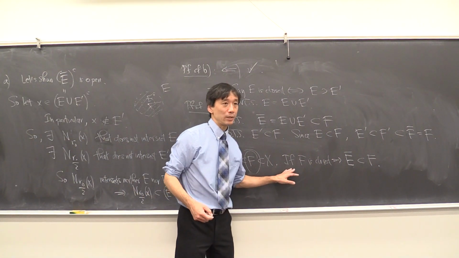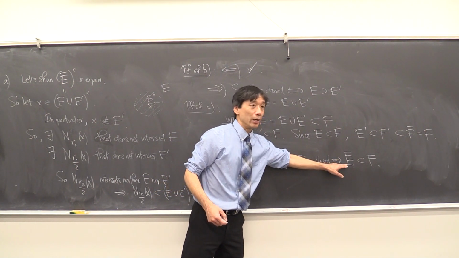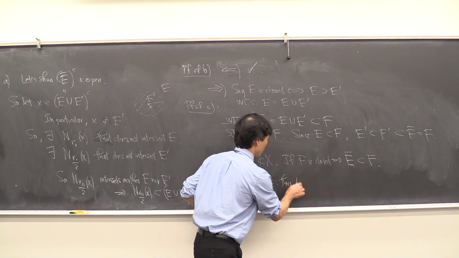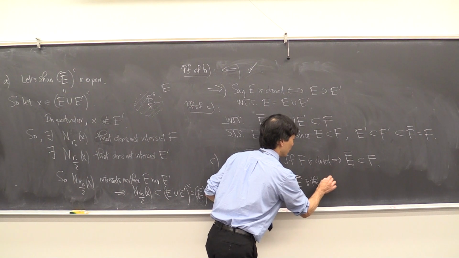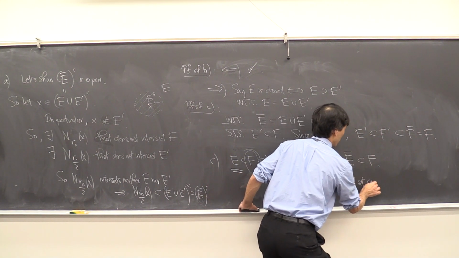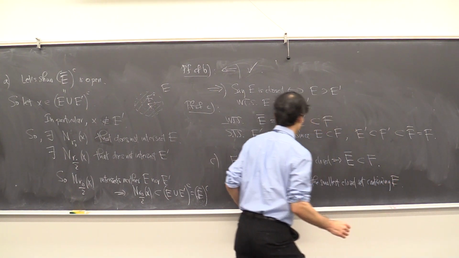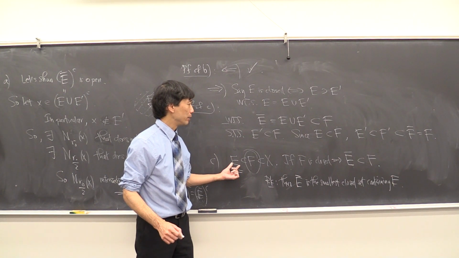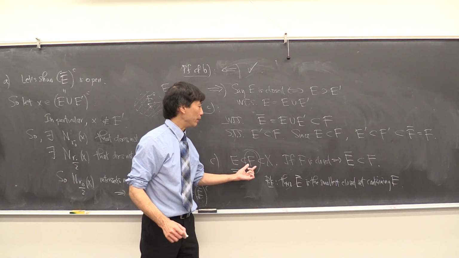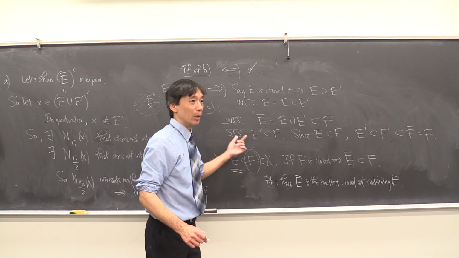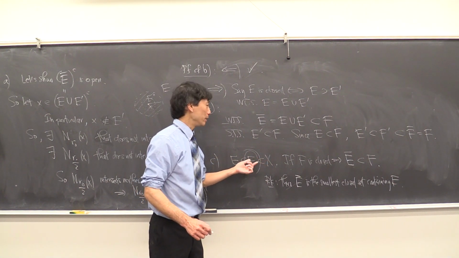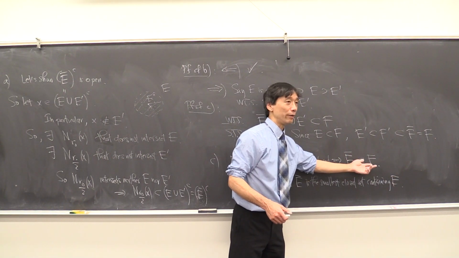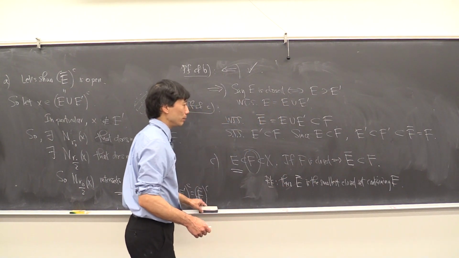The implication of this last statement is that E bar is the smallest closed set that contains E. So remark: thus E bar, the closure of E, is the smallest closed set containing E. If you have any closed set that contains E, well, E bar is contained inside that closed set. Given any closed set containing E, E bar is contained inside that set. So either E bar is F or E bar is some smaller set than F. So it's the smallest closed set containing E.